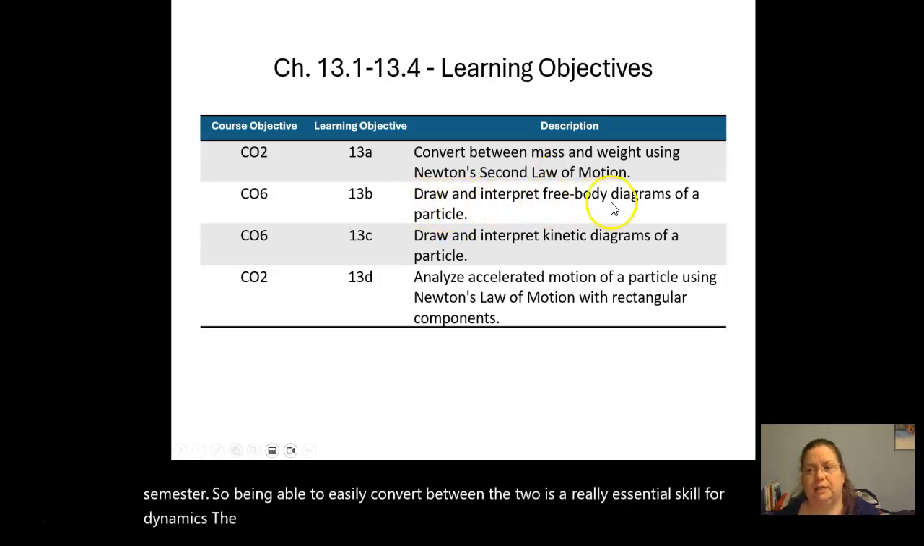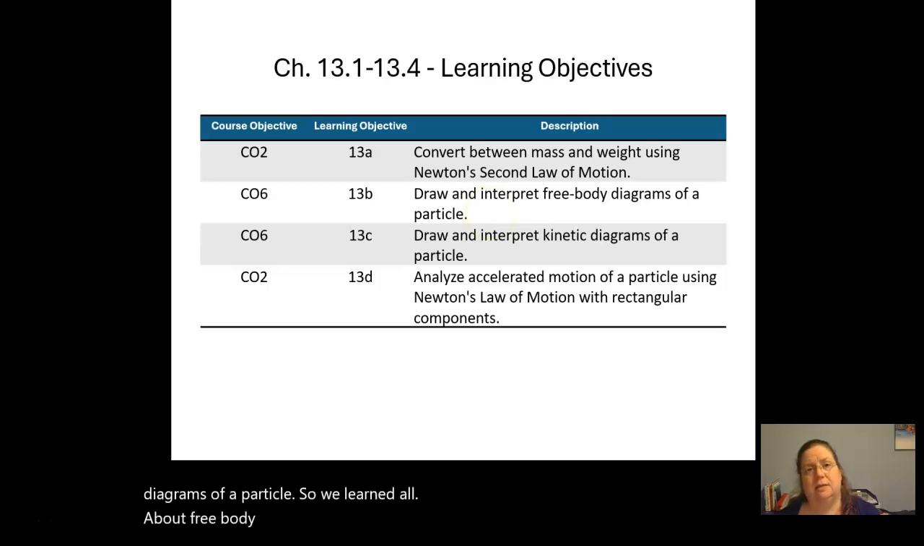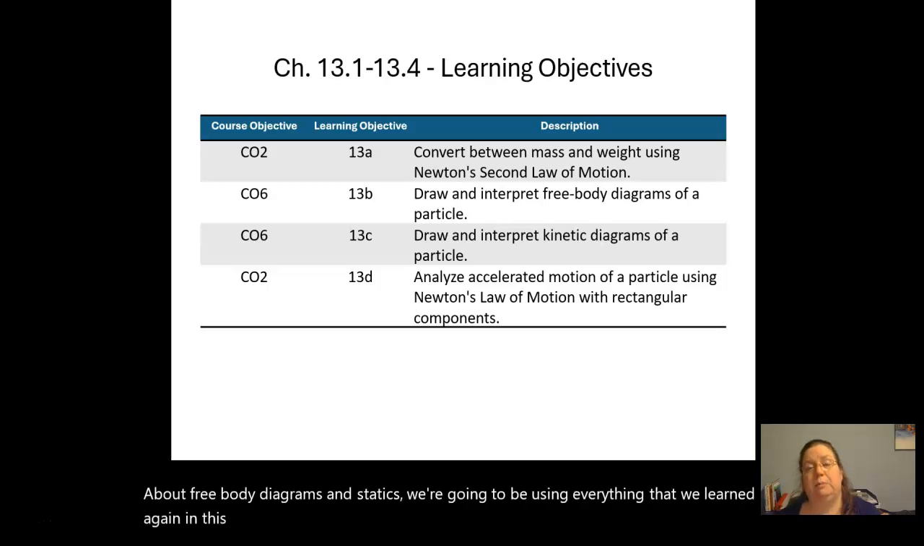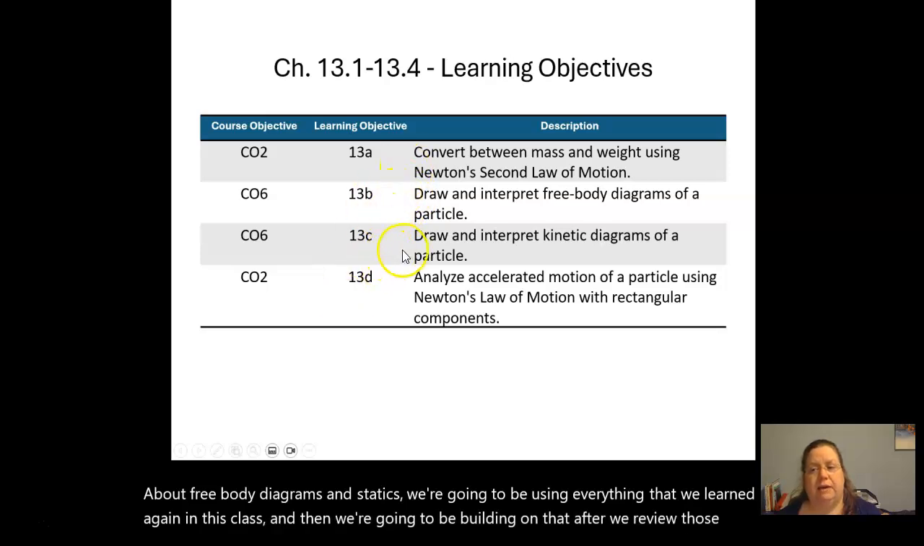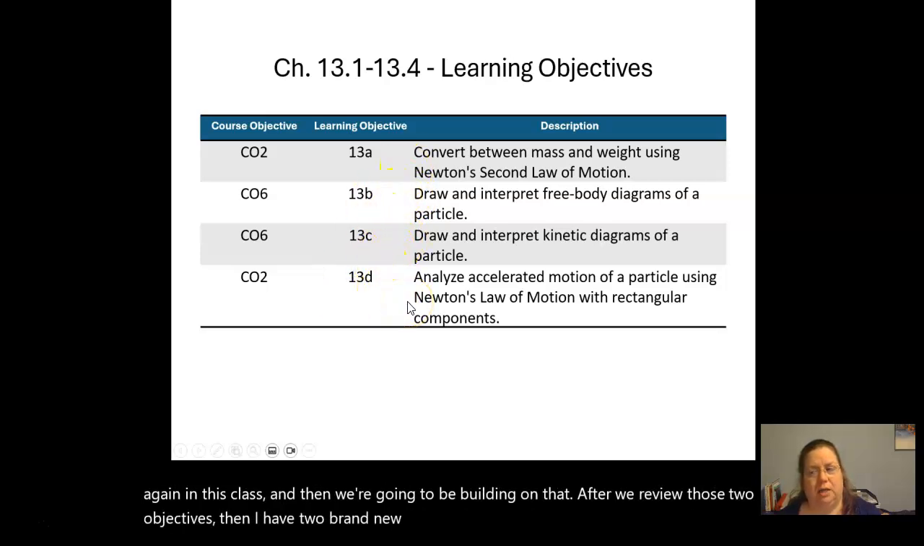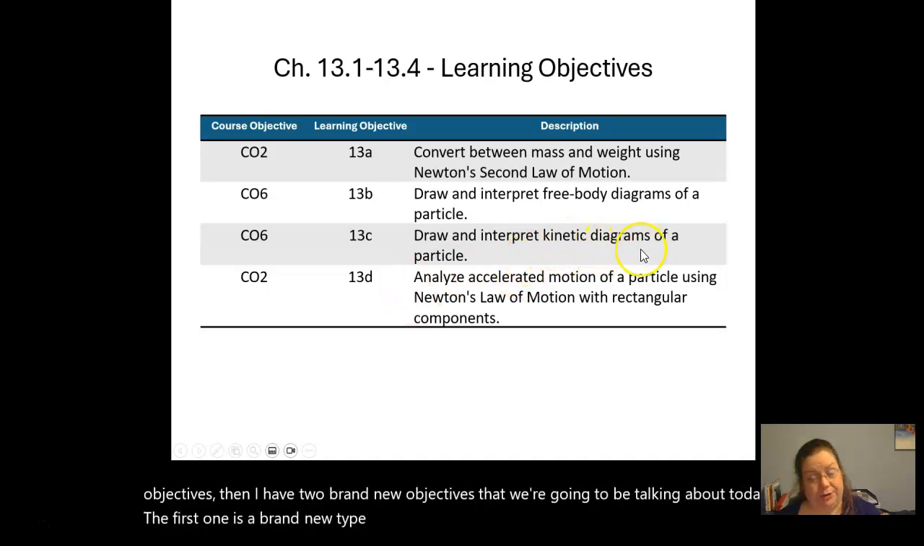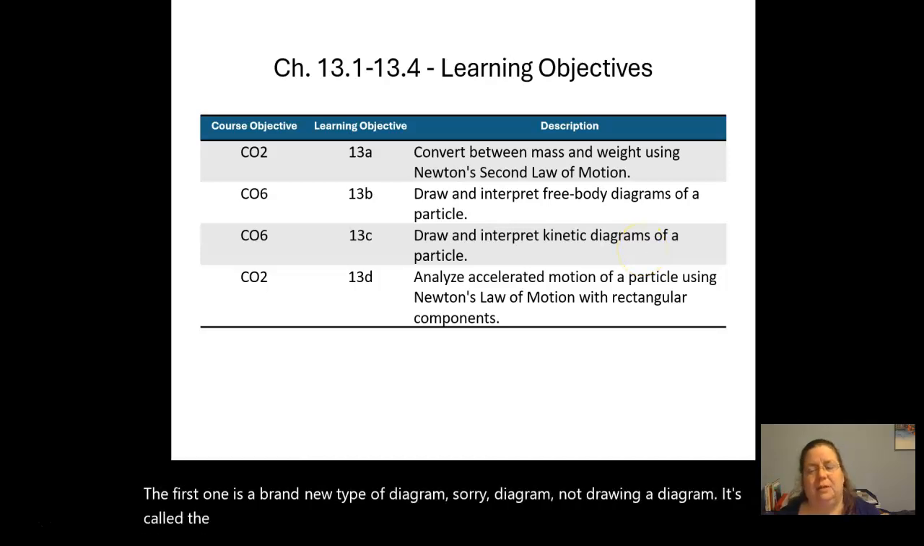The next one is, again, a review of statics, drawing and interpreting free body diagrams of a particle. So we learned all about free body diagrams in statics. We're going to be using everything that we learned again in this class, and then we're going to be building on that. After we review those two objectives, then I have two brand new objectives that we're going to be talking about today. The first one is a brand new type of diagram, not drawing, a diagram. It's called the kinetic diagram. So we're going to learn how to draw one and how to interpret it.